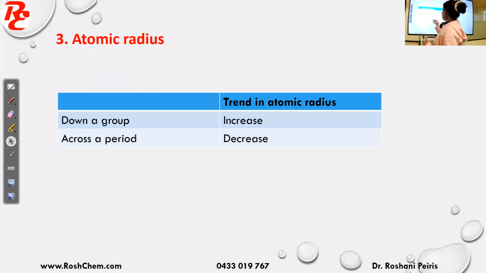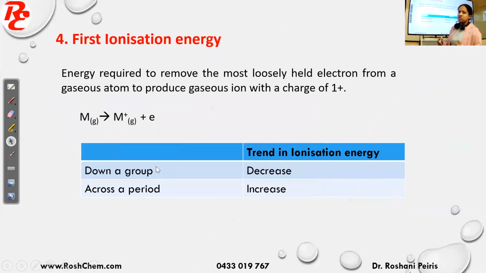Okay, so the next property is first ionization energy. So what is this first ionization energy? It is the amount of energy needed to remove the valence electron from an atom. If you look at the definition here, it is the energy required to remove the most loosely held electron, that is the valence electron, from a gaseous atom to produce a gaseous ion with a charge of +1. Because when you remove electrons from an atom, you get a positive charge ion, or you say cation.